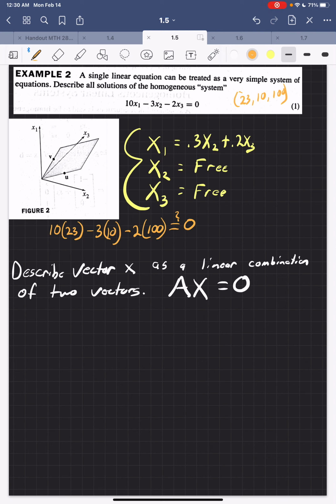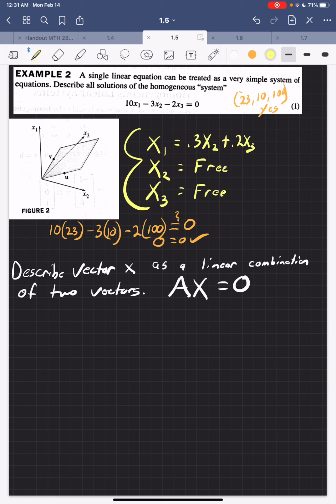And the answer is yes. If you were to multiply that out, you indeed get 230, and then negative 30, negative 200. So 230 minus 230 is 0. 0 equals 0. So yes, that is a solution. Now, how did I just randomly get this point 23, 10, 100?